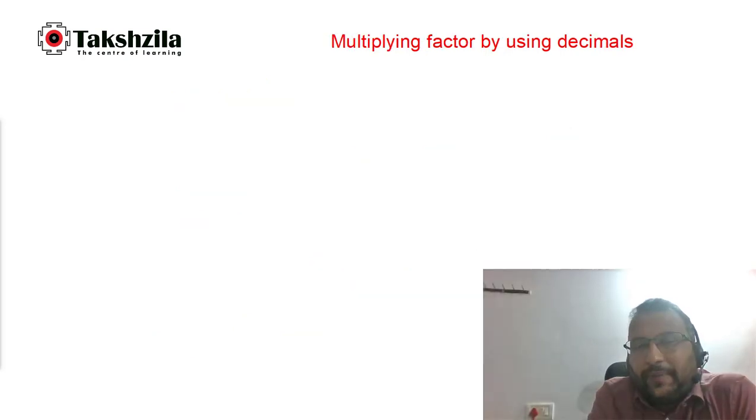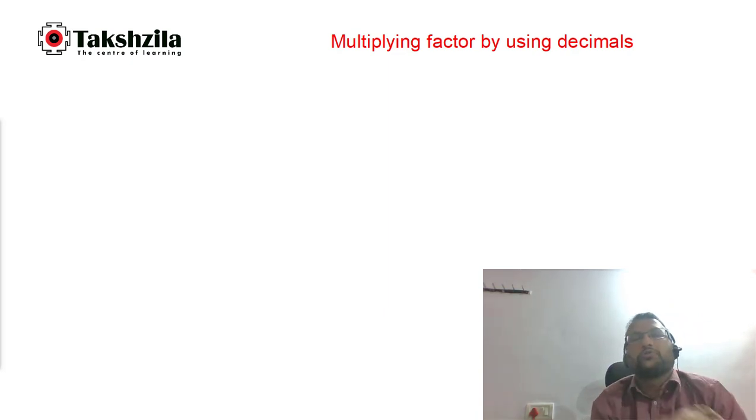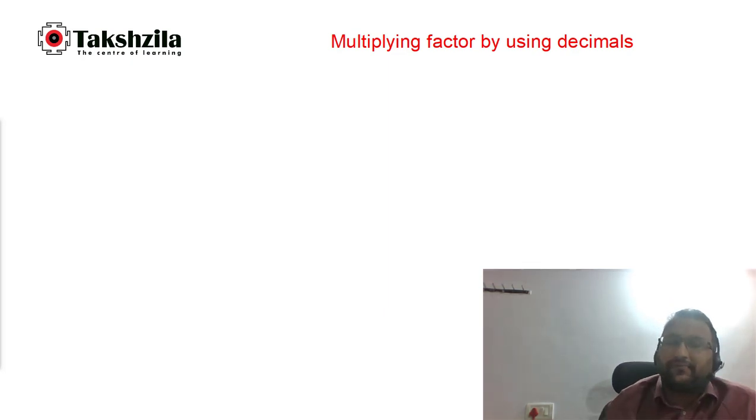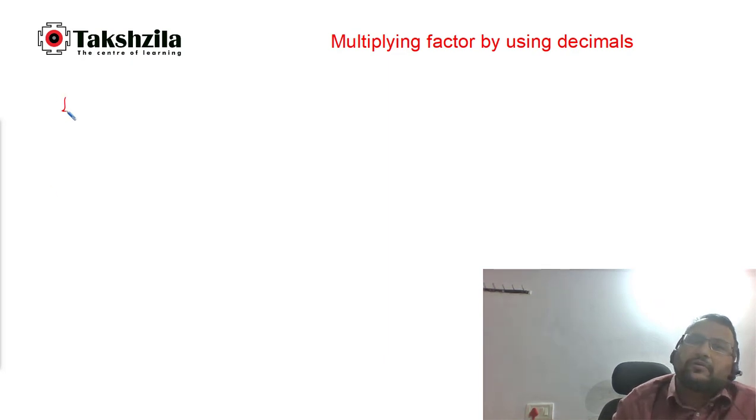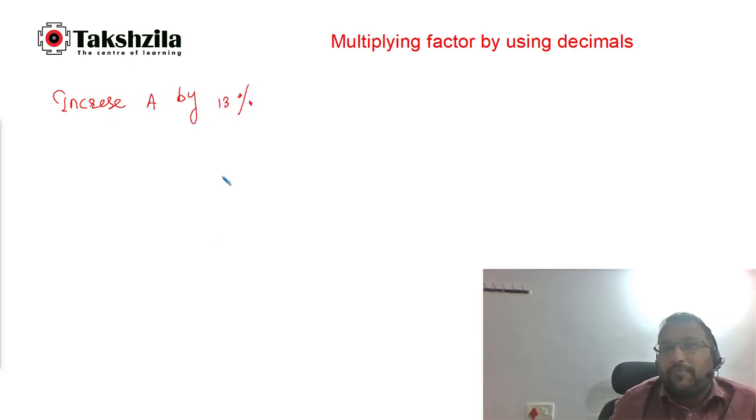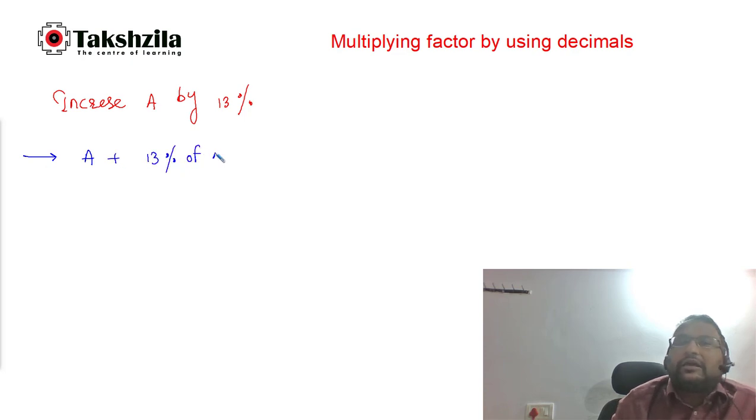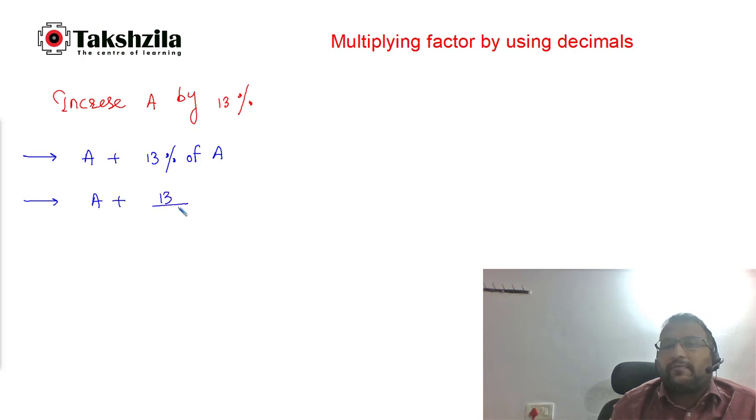The next is the multiplying factor, by using decimals and then by using fractions. So over here let's understand the statement first of all. The statement is: increase A by 13%. So what is the meaning of this statement? The meaning of this statement is we need to add 13% of A to A. This is the meaning of increase A by 13%. So it is going to be A plus 13 divided by 100, into A.